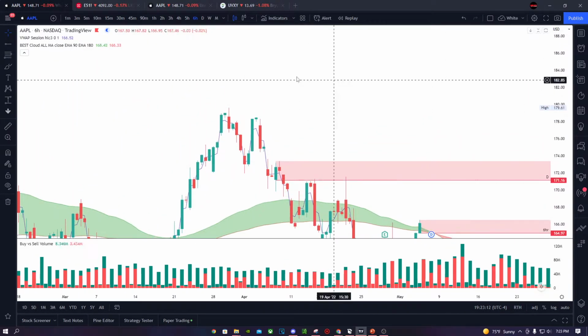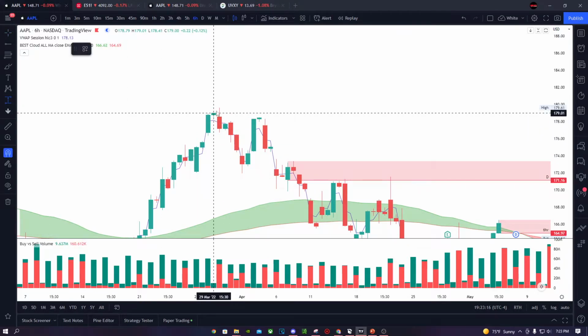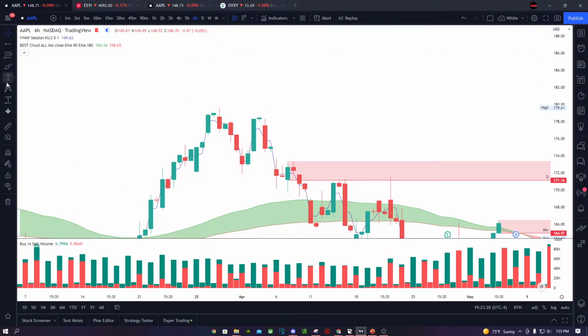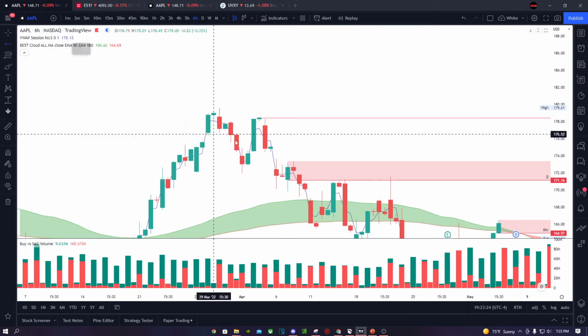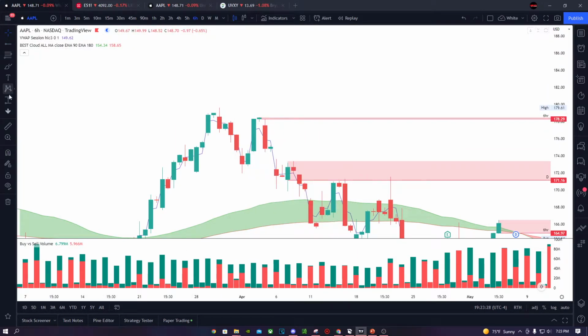Up here, kind of have the same thing. You could say this is a 6 hour zone maybe right there. But there's not a great follow through, so I kind of like this zone. It's a little fresher. It's kind of a 6 hour zone right there. And this is a 6 hour zone as well.